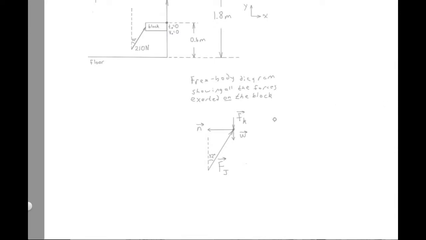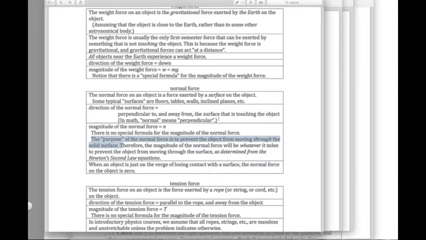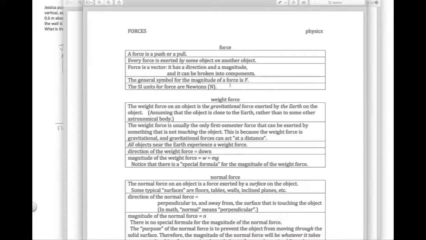That's why the rule of pointing the normal force perpendicular to and away from the surface makes sense. That's the direction that's required to prevent the object from moving through the wall to the right. You don't have to think it through in that much detail, necessarily; you can just use this rule: perpendicular to and away from the surface that's touching the object. Remember, that's what normal means. Normal means perpendicular. In this case, perpendicular to the surface.